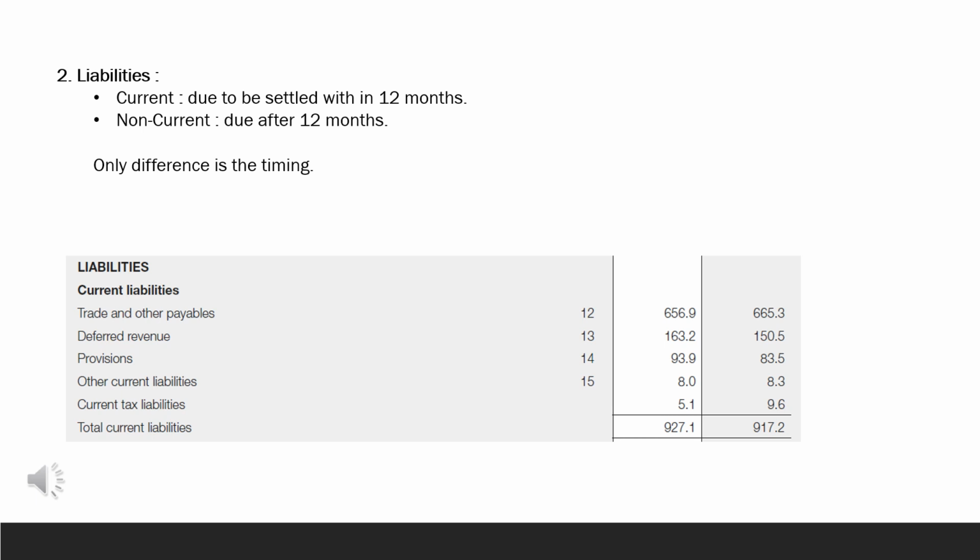And from the screenshot, you can see some of the common current liabilities that you would find on a balance sheet. For example, trade payables, deferred revenue, provisions. So things like long service leave of your employees.